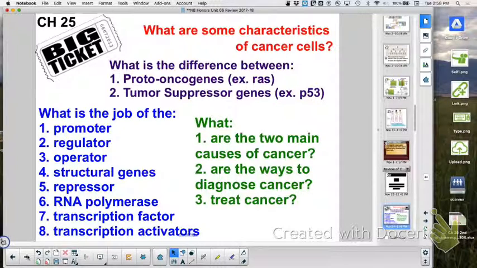A promoter. What is a promoter? It is found on DNA. It is a binding site. Do you remember what it's a binding site for? RNA polymerase binds to the promoter. This initiates the transcription. If RNA polymerase cannot bind to the promoter, then no transcription takes place. No mRNA is made.